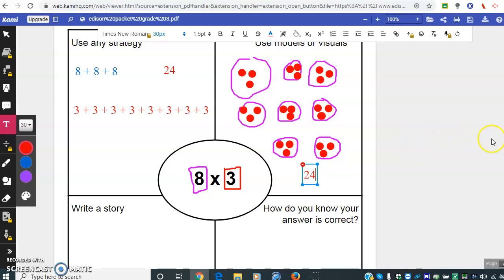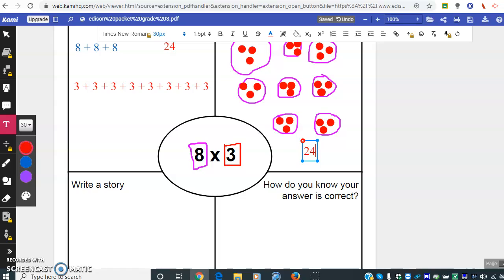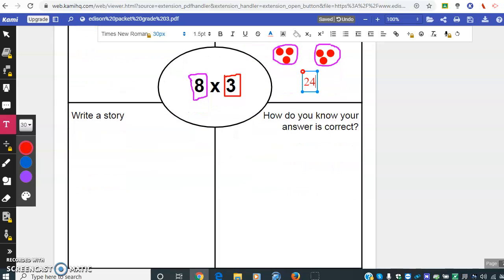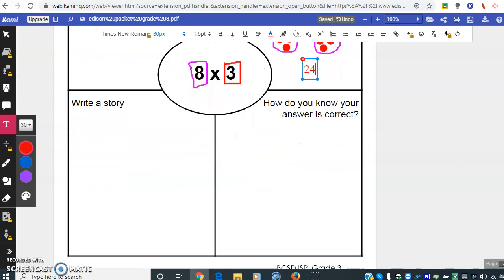Now I need to write a story. The last story, or the last few stories that we've done, have been some more, some went away. This story is a totally different kind of story. And the reason why it's a completely different kind of story is because this is an equal groups story.